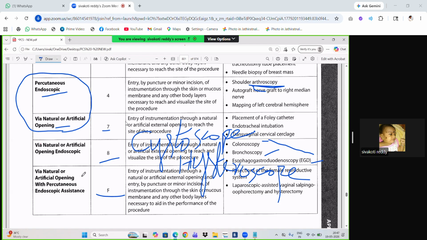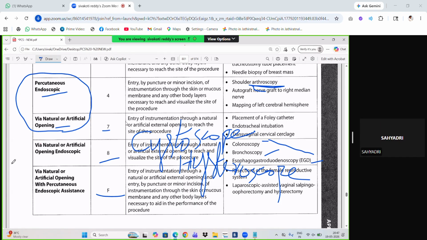Via natural or artificial opening with percutaneous endoscopy, like laparoscopic assisted open procedures, or laparoscopic assisted via natural or artificial opening procedures. One instrument they will insert in the natural route and they will take the laparoscopic assistance and they will complete the procedures. Here mostly we'll get female reproductive system related procedures only, like laparoscopic assisted salpingo-oophorectomy, removal of fallopian tubes and ovaries. Okay, only female reproductive system related procedures you will get here.